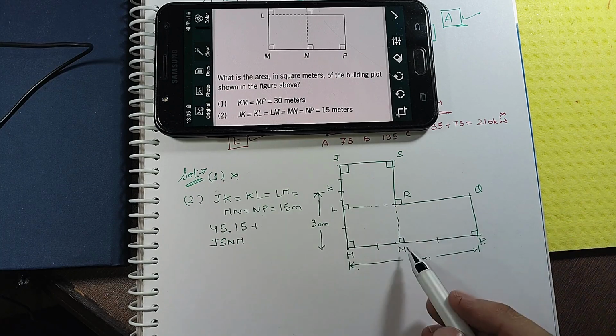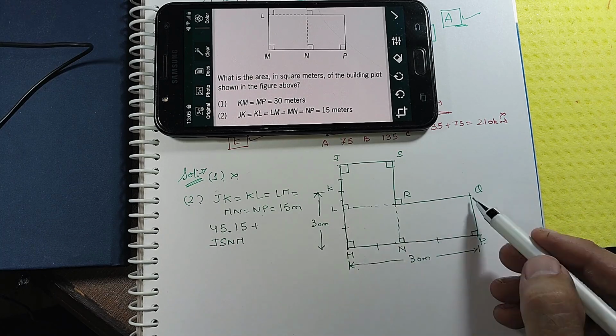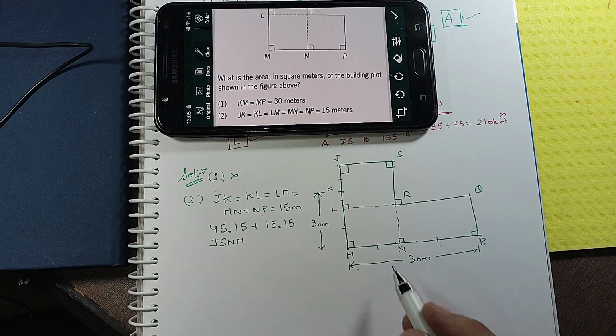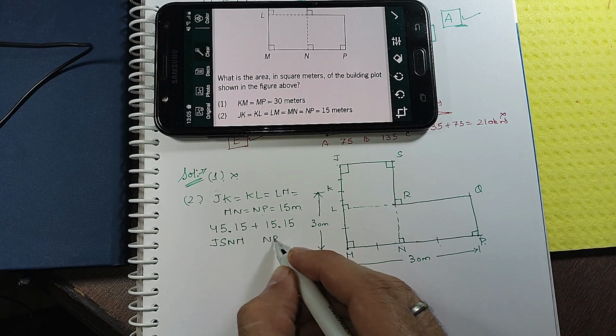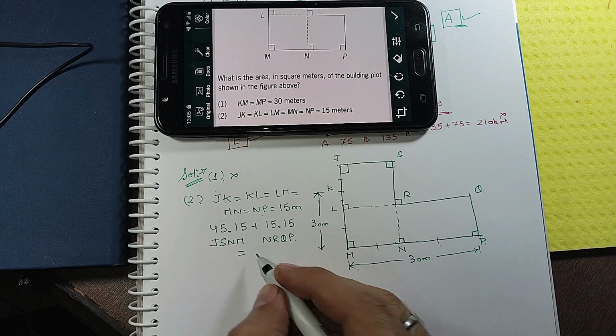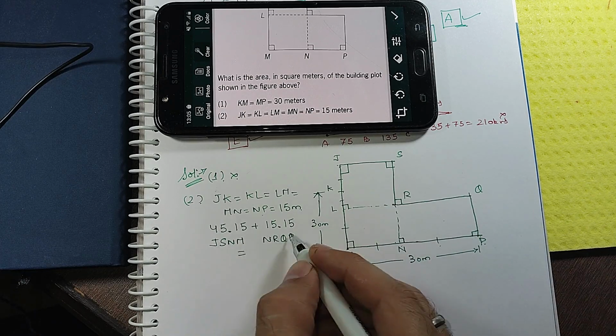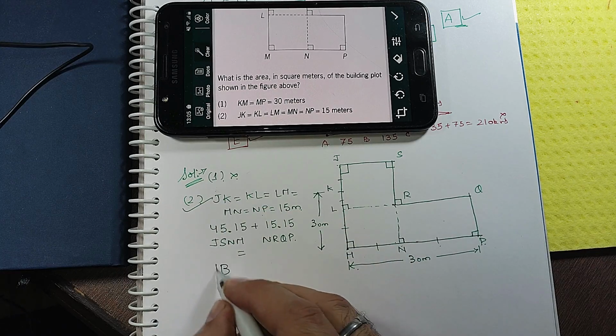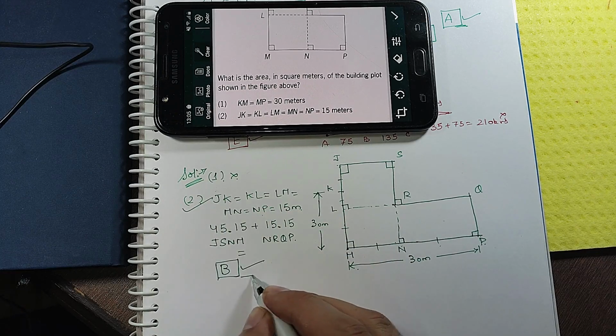We have been given NP equal to 15, and LM is equal to QP, so this will be equal to 15 into 15. So this is the area of NRQP. Right? That means we are able to calculate the area. So statement 2 is sufficient to answer this question. So we will say option B: statement 2 alone is sufficient to answer the question.